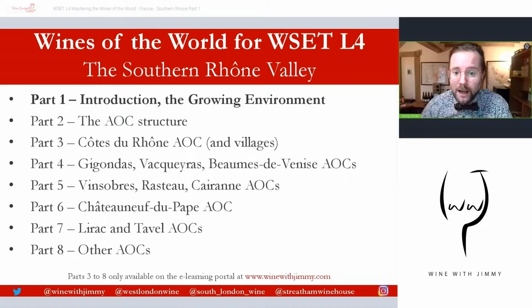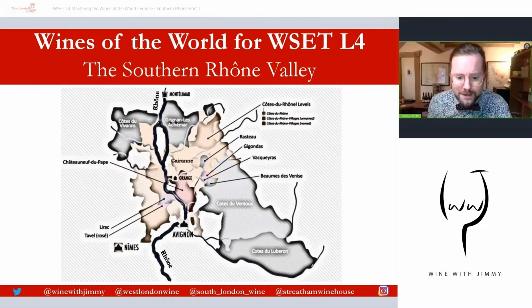So we're going to be looking at the introduction and the growing environment. And let's have a quick look at the location first of all. Here is a map to identify what we are looking at. So this is in the Southern Rhone, of course. You'll see there's a city up here called Montélimar. And then at the bottom, you have places like Avignon and the city of Nîmes. And the Rhone is here running from the north of this map to the south as it empties into the Mediterranean. And it really creates this big area.